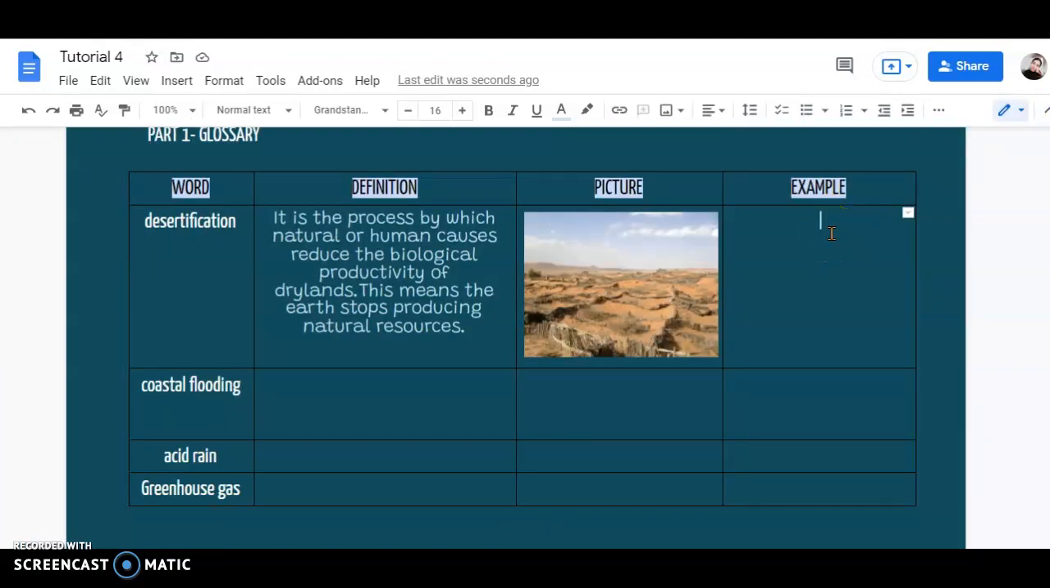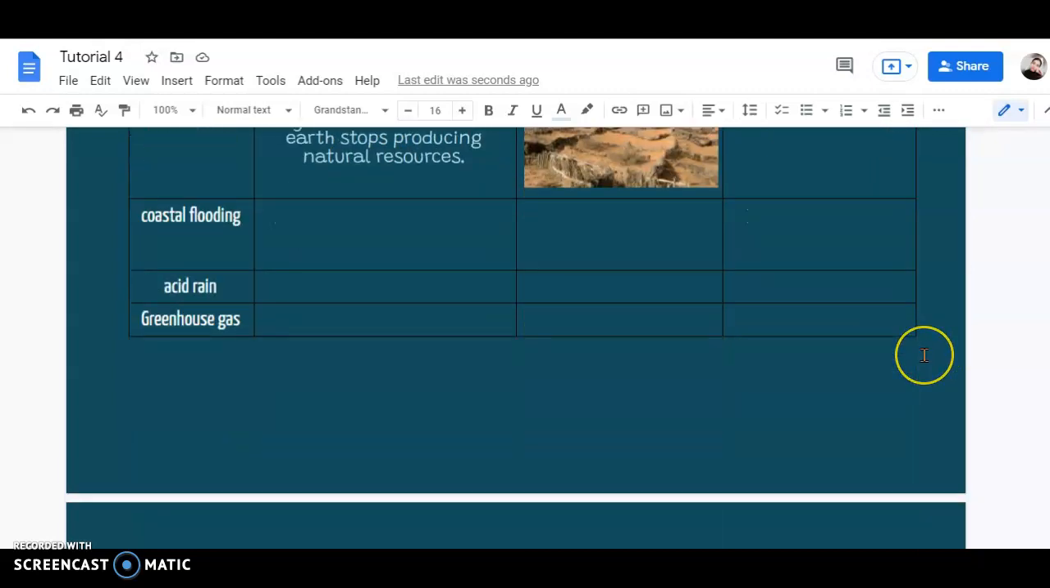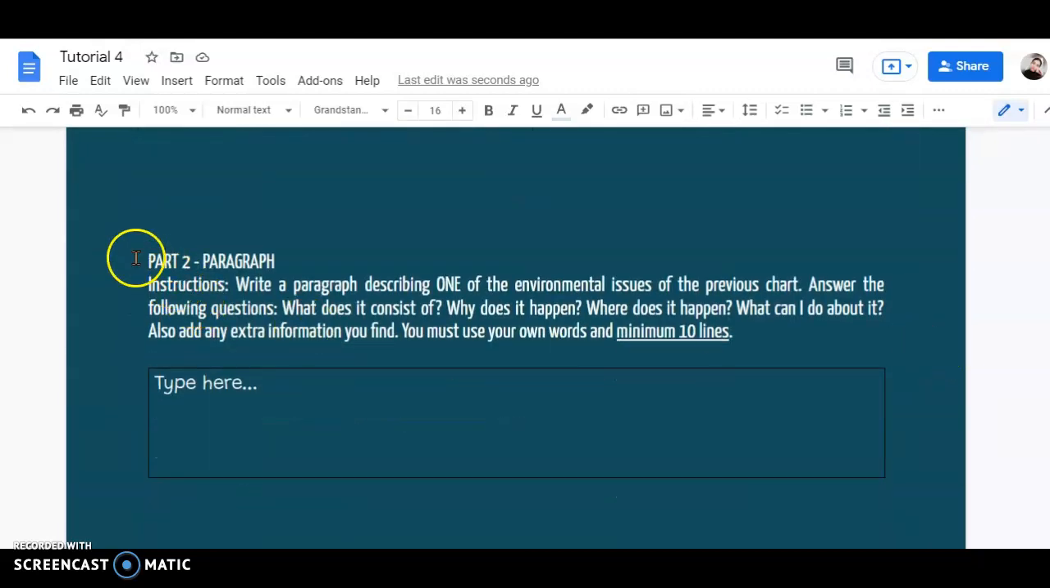My example is going to be: one of the main causes of desertification is climate change. And I'm going to underline the word desertification. Now you have to do the same and research coastal flooding, acid rain, and greenhouse gas. When you finish filling in everything in this chart, in this glossary, you're going to move to part number 2. Okay, the paragraph.